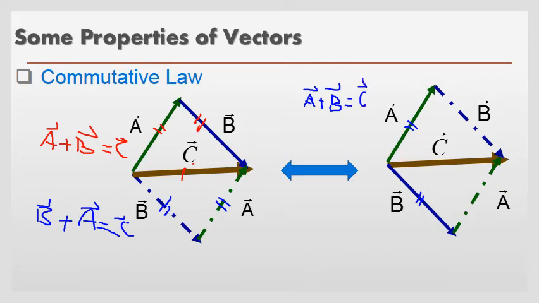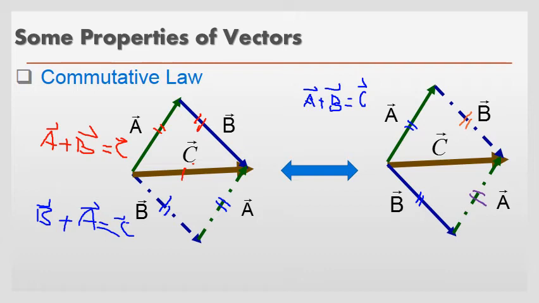Alternatively, if we decided to draw the image line B parallel to the original B vector, and the other image vector A for the vector A in here, and then these two vectors meet at their heads, they are head to head.